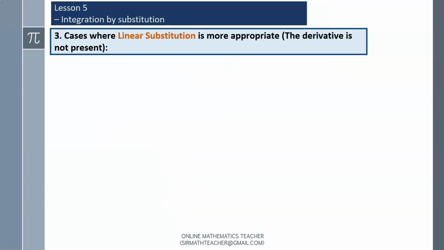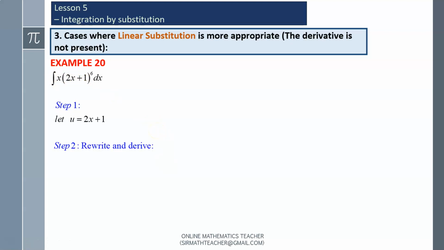Three, cases where linear substitution is more appropriate. The derivative is not present. Here, let u equal 2x plus 1. Now, we're still going to find du/dx, but the derivative of 2x is 2. It's not going to cancel out that x. So that means we're going to try something different.